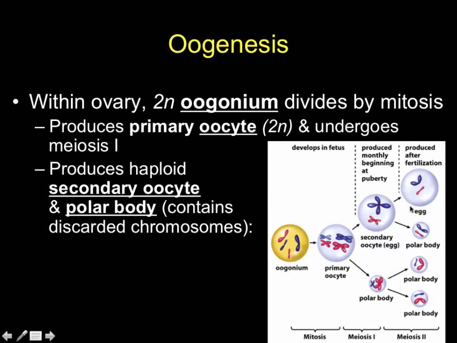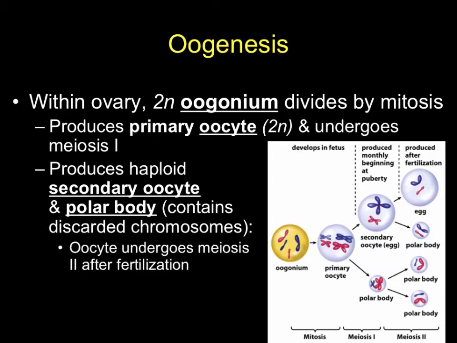Alright, so eventually we have to take this secondary oocyte and run it through meiosis 2 as well to produce an egg cell and another polar body. So the end result of this is one egg cell and 3 very, very tiny polar bodies. But when does meiosis 2 occur? Well, meiosis 2 doesn't occur until after fertilization.